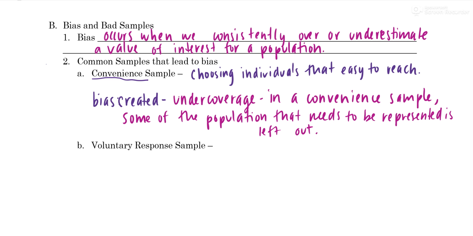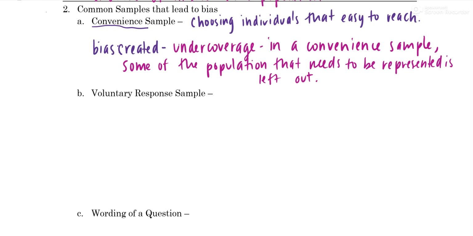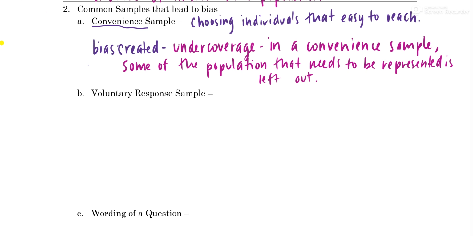So that's kind of a lame sample. It's not super common in like the academic areas and in real studies, but it can happen. The one that is really common though is our next guy. Voluntary response sample. So let me paint a picture for you.